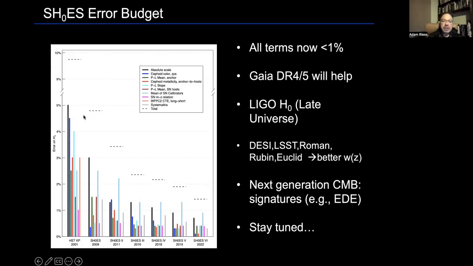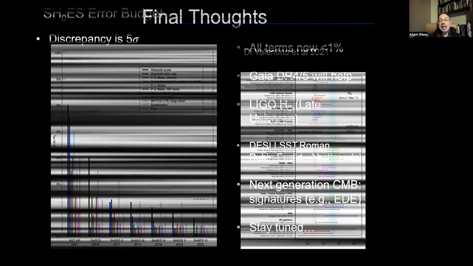So we have continued to chew away at our error budget. I'm showing you the evolution of that. All our terms are now below 1%. There are a few things on the horizon, like Gaia data release 4 and 5. LIGO can contribute to this. New missions, DESI, LSST, Roman, Rubin, and Euclid. These are all ways of better characterizing the expansion history recently. Next generation cosmic microwave background experiments could see signatures of, for example, early dark energy or some kind of weird neutrinos. So this is an interesting problem worth staying tuned to.